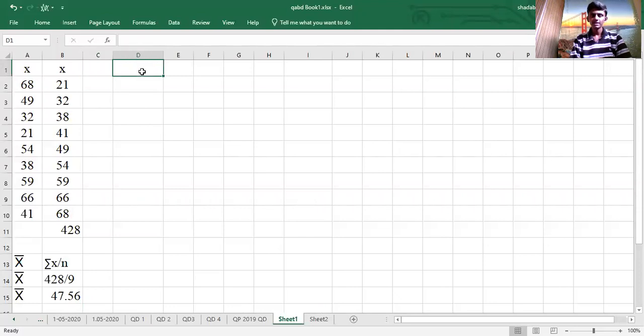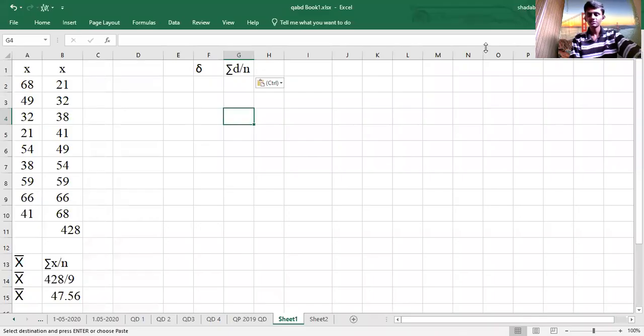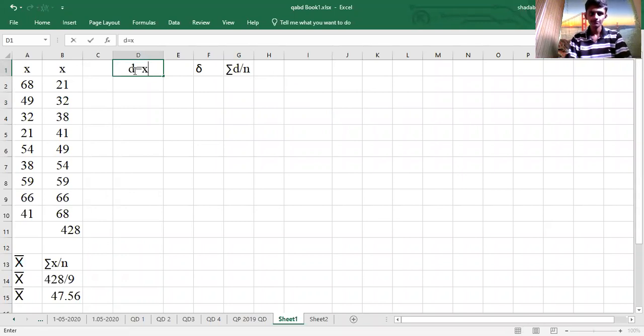The next step, we have to calculate delta, mean deviation. This was the formula for calculating mean deviation: delta equal sigma d divided by n. Now we have to find out d. D means x minus x bar. Now the x value we know, d equal x minus x bar. I will just put that value here.